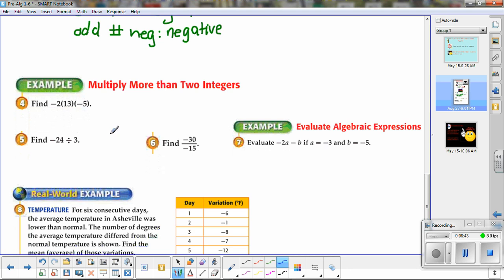As I was just saying, when you have more than one integer, you can move them around because of the commutative property. So in example 4, negative 2 times 13 times negative 5. If I just worked from left to right, I would have 2 times 13 being 26, and then I'd have to do 26 times 5, which becomes a little more difficult to do without a calculator. But if I were to rearrange this and move the 5 over by the 2, negative 2 times negative 5 is going to be a positive 10.